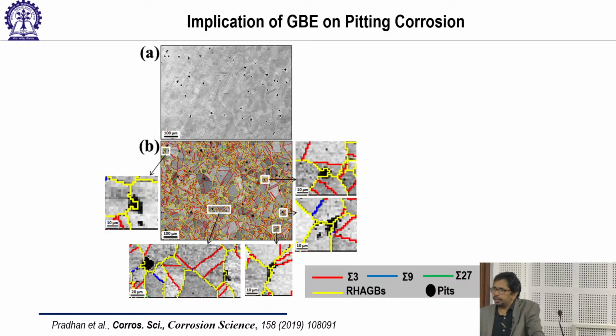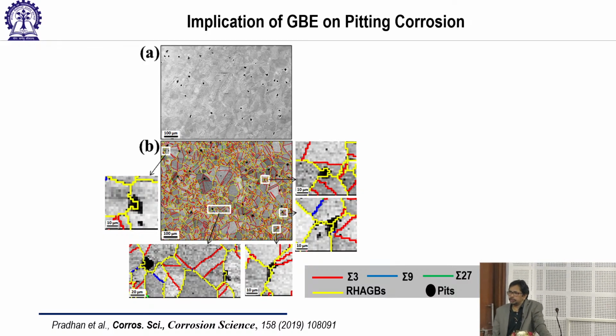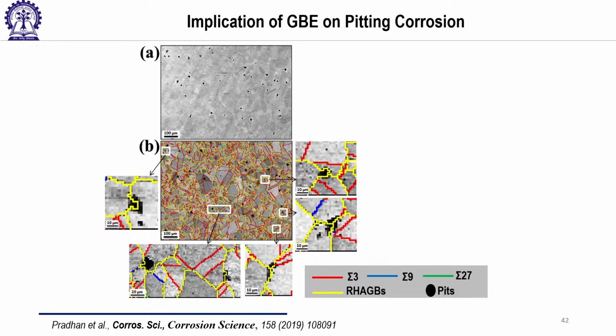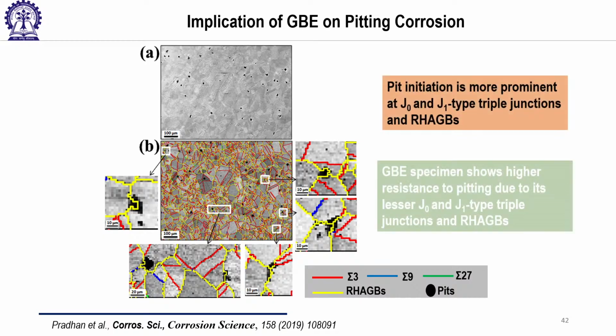Evidently, if in a material you replace those boundaries or those triple junctions with J2 or J3, meaning two CSLs or three CSLs, like sigma 3, sigma 3, sigma 9 junctions or sigma 3, sigma 9, sigma 27 junctions, then obviously the pitting resistance will increase. So with this I think I am on time. Thank you. If you have any doubts, please ask me.